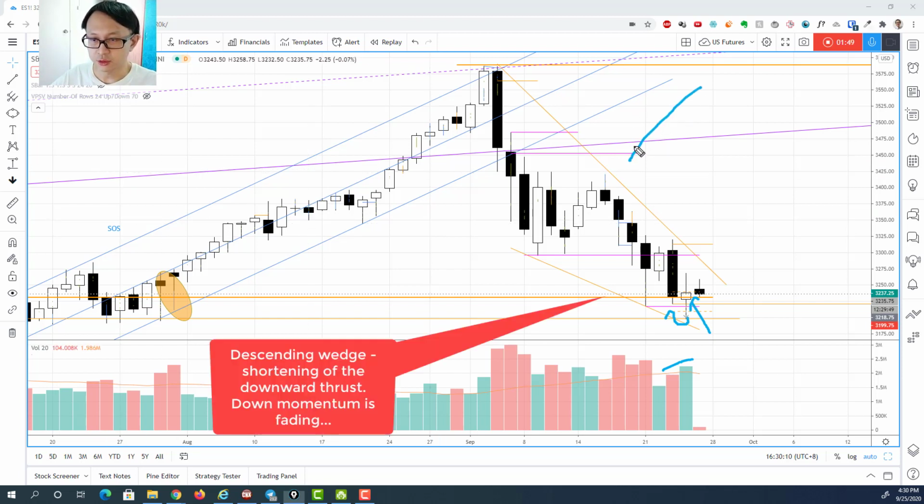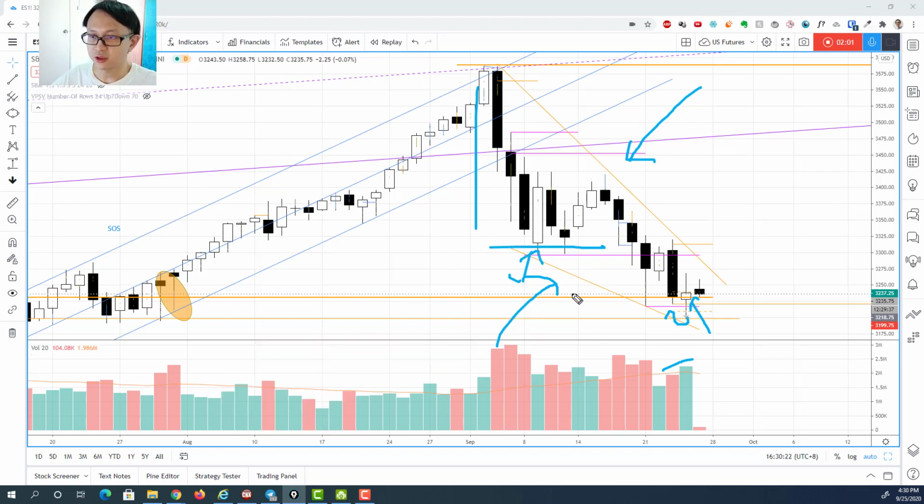So as you can see, I have drawn out this falling wedge or descending wedge. We definitely see that the thrust is getting shorter and shorter, suggesting the down momentum is getting lesser, or fading, which is a bullish sign. But definitely we want to see some kind of confirmation, which I will elaborate on in the later part of the video when I talk about the current market condition.